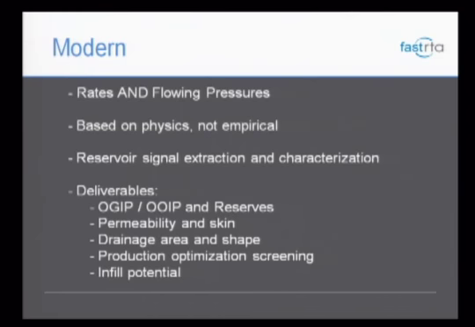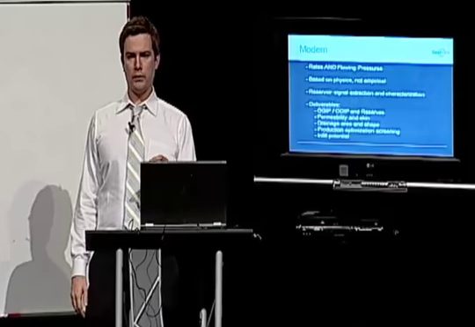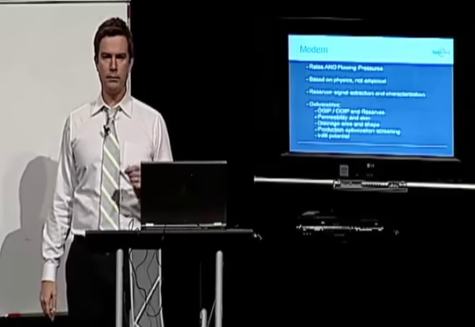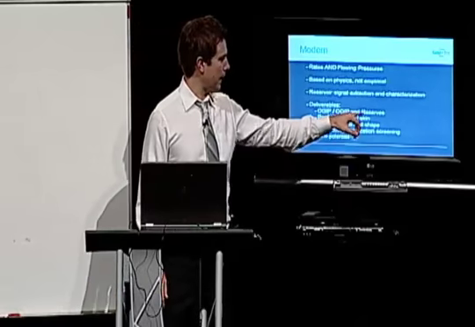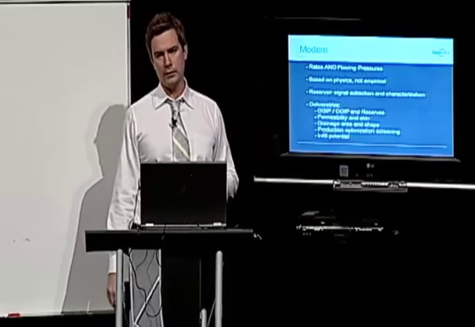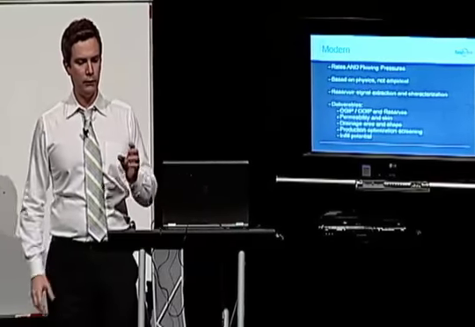The deliverables for modern methods are really somewhat the same as traditional methods, but with a little bit of extra. Okay? One of the extra things that we can get is original gas in place and original oil in place. In the traditional methods, we can only get recoverable reserves or expected ultimate recoverables. It's very valuable to have methods that can give you both of these things. In the past, you could really only understand original gas in place or original oil in place volume with, say, something like volumetrics.